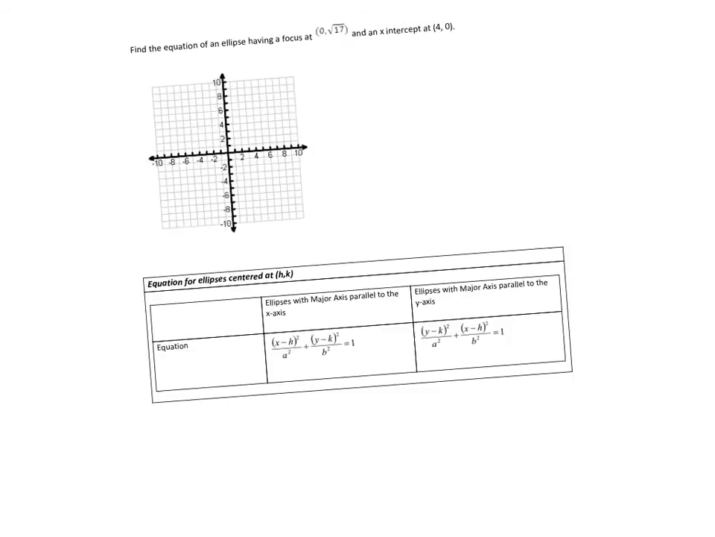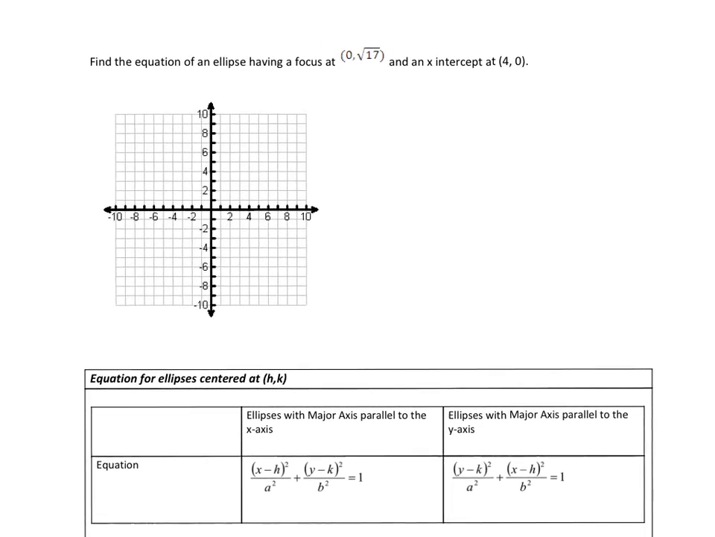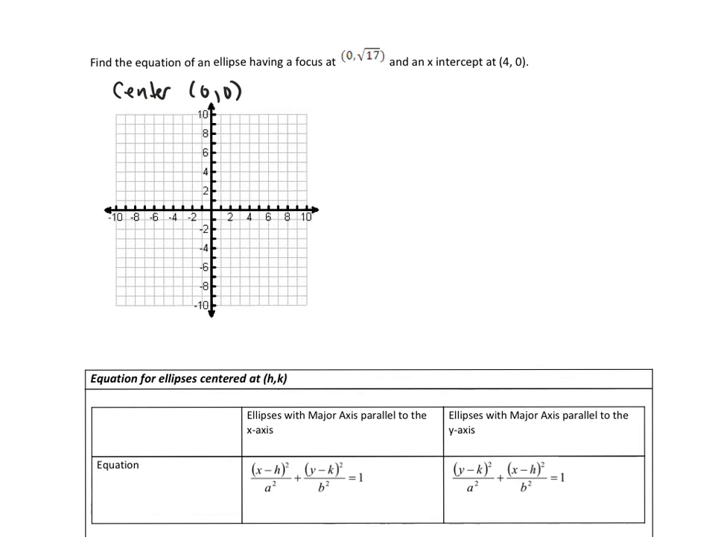All right, we can also find equations of ellipses. So let's look at this one. I gave you a graph to go ahead and graph some things. Let's find the equation of an ellipse having a focus at (0, radical 17) and an x-intercept at (4, 0). So we're going to assume the center is still at (0, 0). We don't know the major axis yet, but we will, because (0, square root of 17), which is like 4.12, is going to be right about here. So there's one of my foci, (0, radical 17).